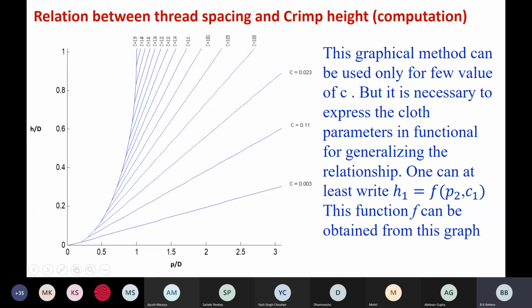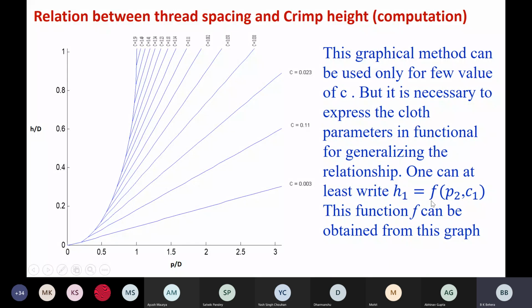So this graphical method can be used only for a few values of C. But it is necessary to express the cloth parameters in a functional form for generalizing the relationship, because this is a tedious exercise. For a given value of C, you can create only one curve. Manually, you can make 5 curves, 10 curves or 20 curves. But if you want to generalize this relationship, then we express it like this.